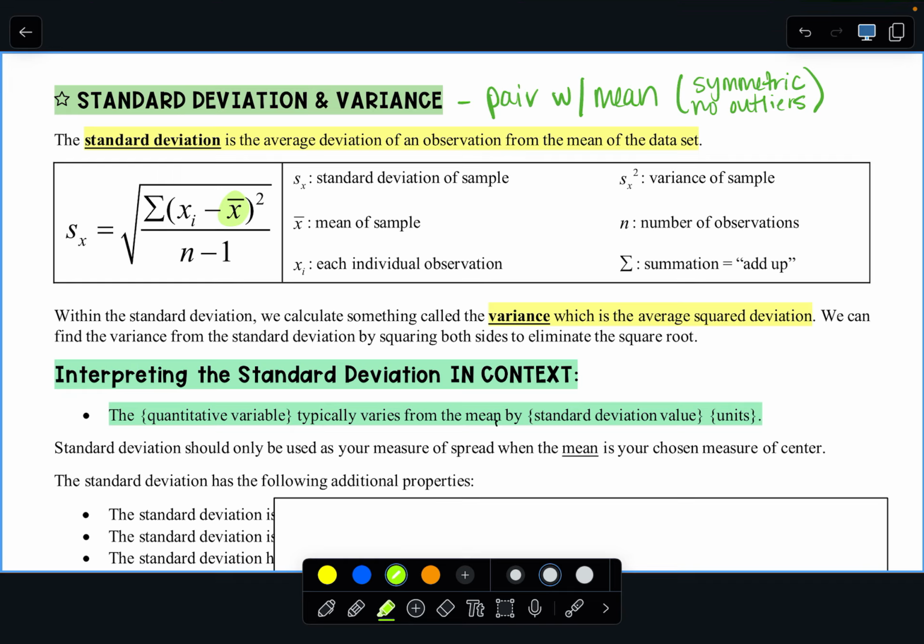Now, what does the standard deviation actually represent? It's talking about the typical deviation from the mean. So how far off is this data? So if I went in and I was looking at our sibling data, which I do have, hold on one second, let me pull it up real fast.